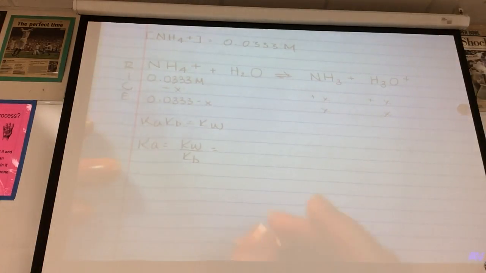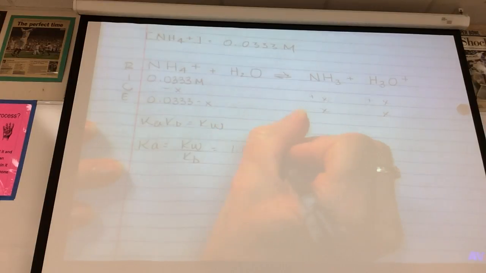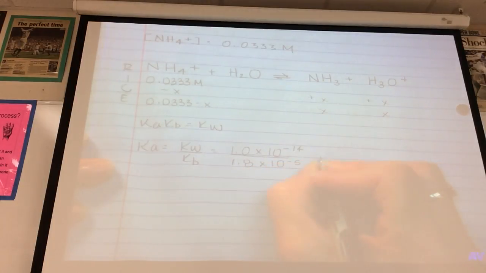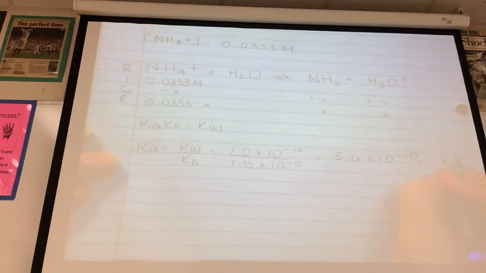Kw is a constant. That's provided to you on the reference sheet, although you don't have time to look stuff up, so there's some stuff you really just need to know. The Kb is 1.8 times 10 to the negative 5, so the Ka is 5.6 times 10 to the negative 10. And that's going to be equal to x squared over 0.0333. We can eliminate the minus x because Ka is so very small. And x now is equal to the hydronium ion concentration.